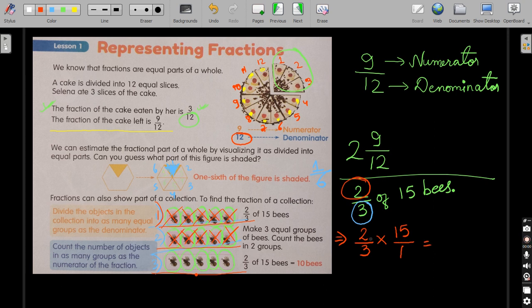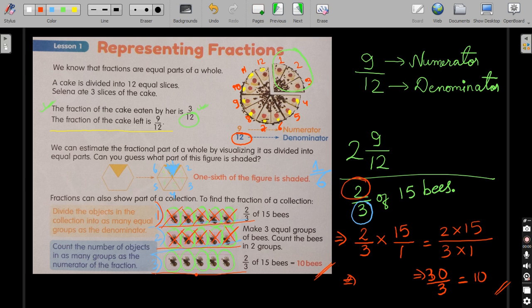After that, how will I solve? Now I will solve 2 into 15, numerator into numerator, 3 into 1. Now, how will I solve the next step? Let me write it here so that it will be easy. 2 into 15, I will get 30 divided by 3. If I divide this number, how much will I get, students? Here I am going to get 10. So directly I can say by our calculation we got 10, and by this process also I got 10.